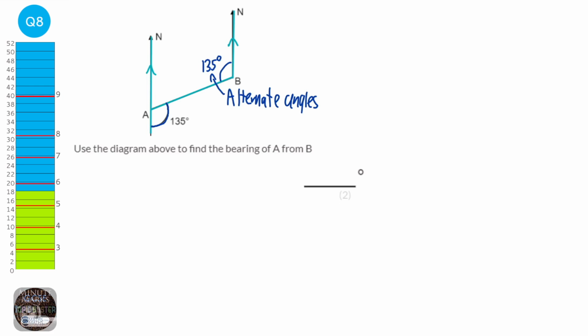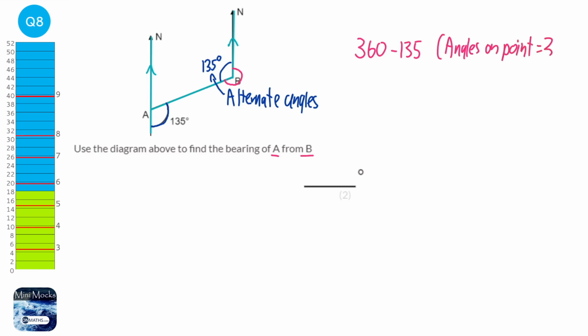And we know also that angles on a point add up to 360. So this red angle represents the bearing of A from B. And so to find this angle out, we're just going to do 360 take away 135. And the reason for that is angles on a point equal 360 degrees. And when we work that out, we get the answer of 225. So our bearing is 225 degrees.